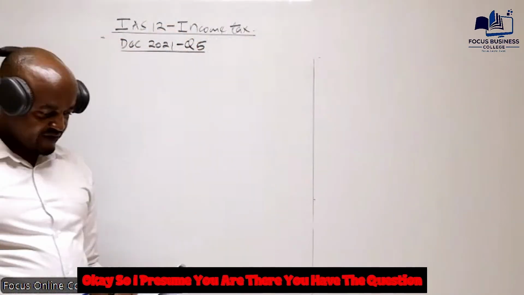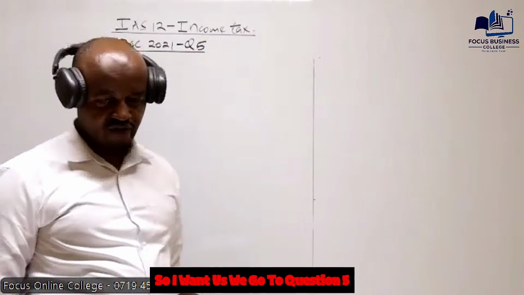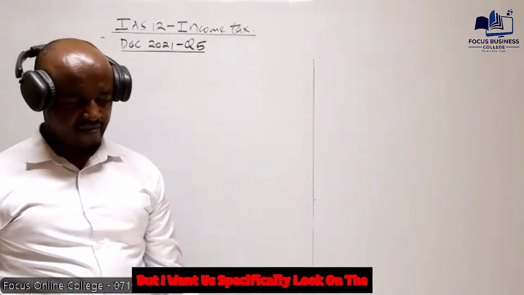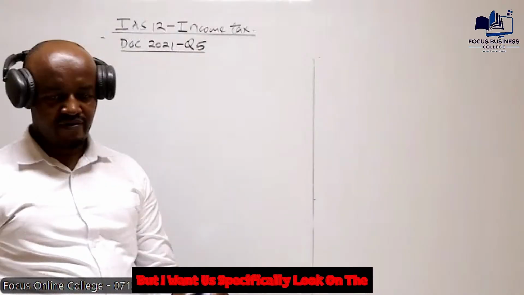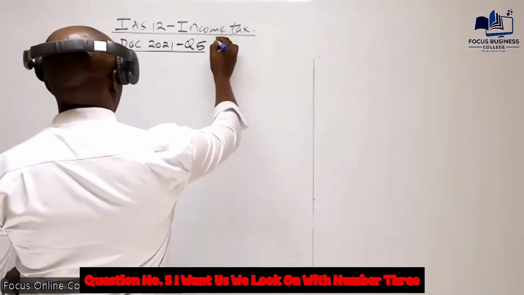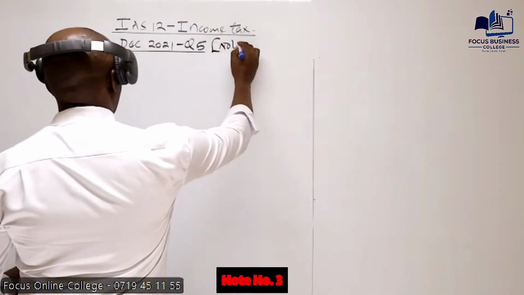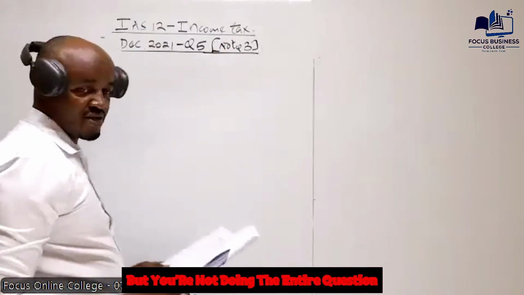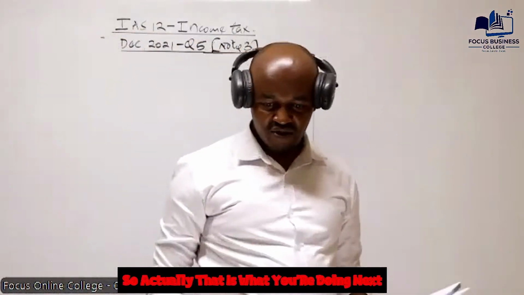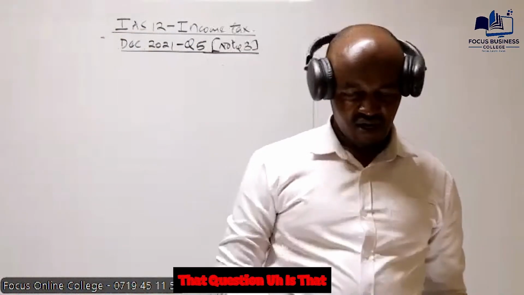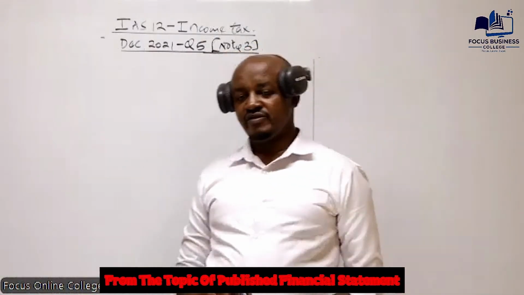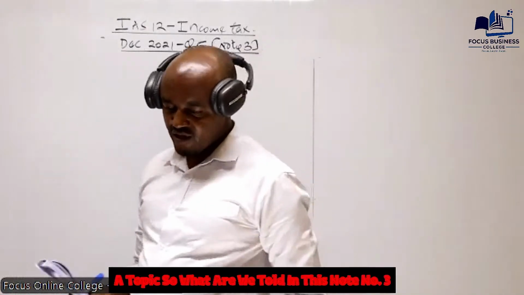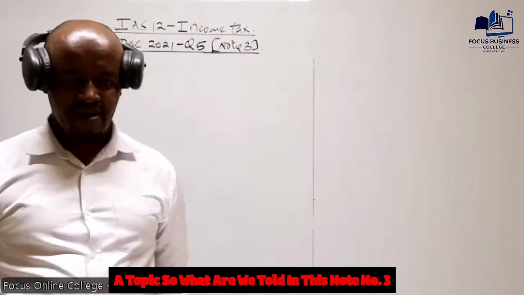So I want us to go to question 5. We are not doing the entire question number 5, but I want us specifically to look at note number 3 of that question. That is what we are doing next. That question is from the topic of published financial statements, which is our next topic. So what are we told in this note number 3?